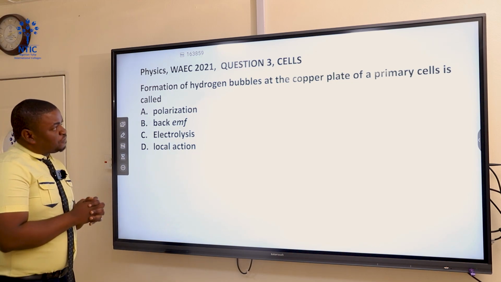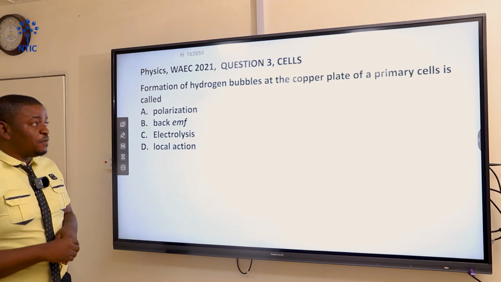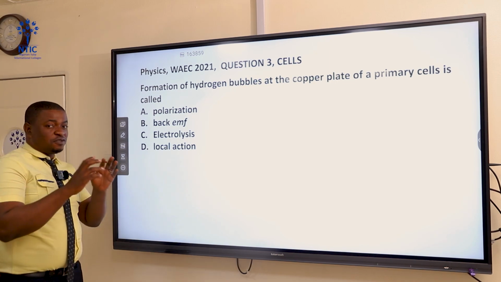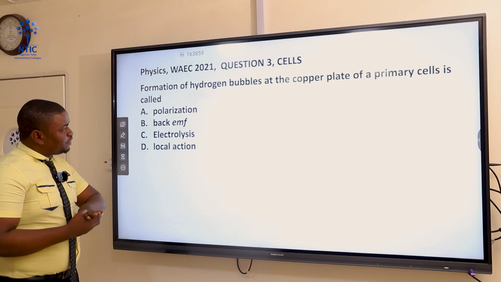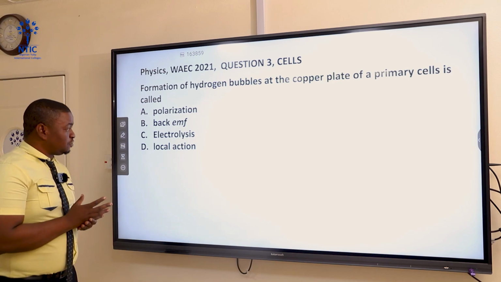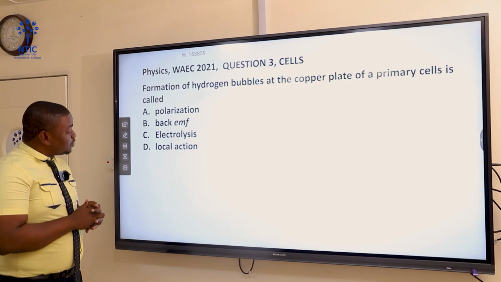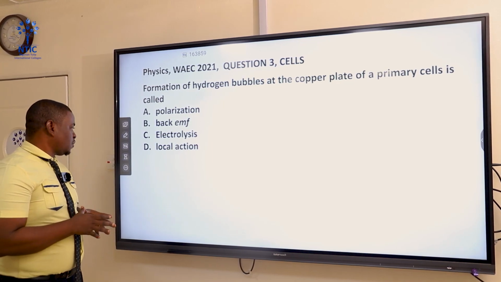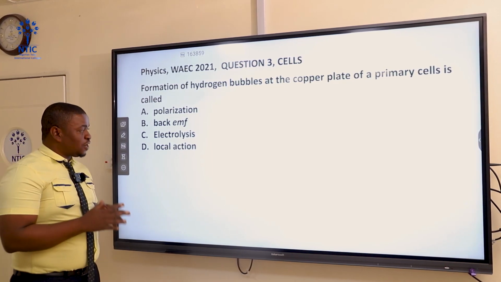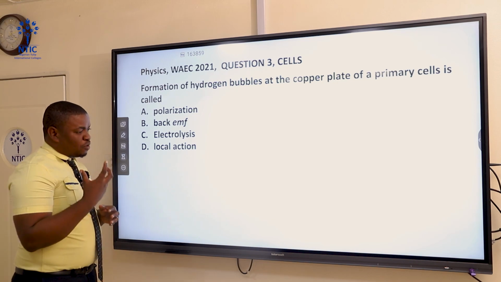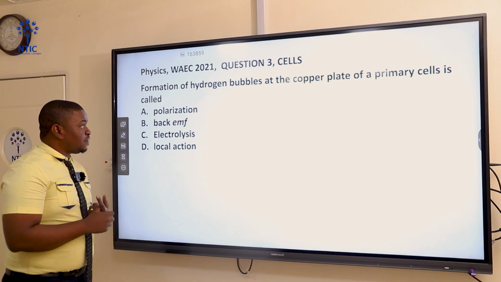Now, the next question is from cells, electrochemical cells. It says the formation of hydrogen bubbles at the copper plate of a primary cell is called dash. The first one is polarization. The second one is back EMF. The third option is electrolysis. And the fourth option is local action. So we are going to look at the options one after the other.